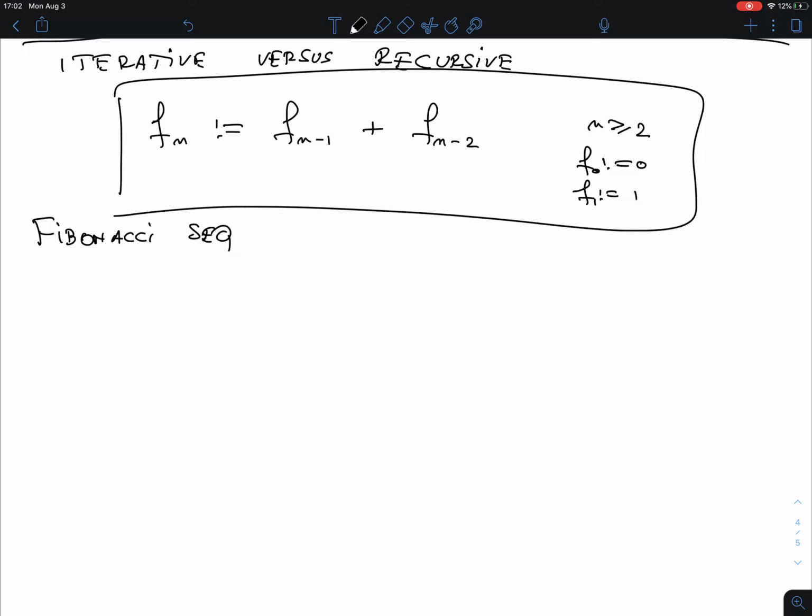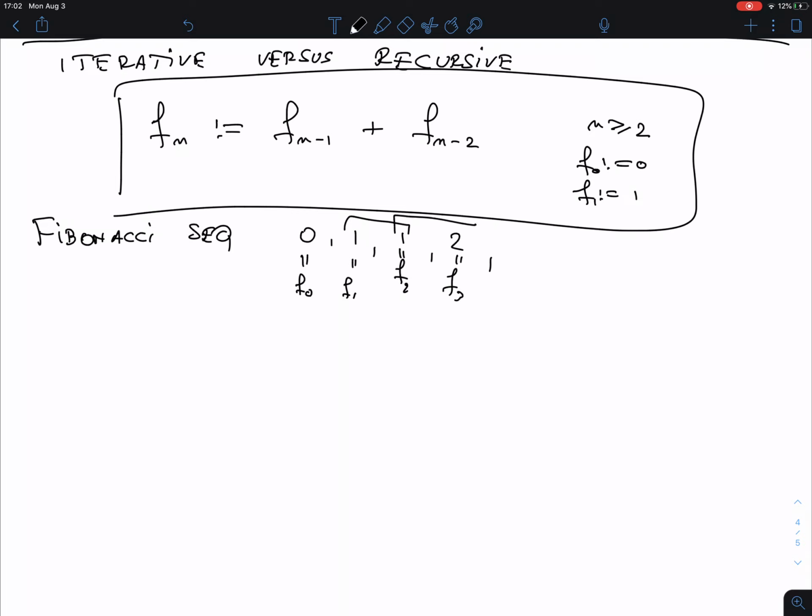It's a very important sequence. It appears a lot in mathematics, and in nature even. Let's look at some of the values. So f0 is 0, and f1 is 1. What is the next one? Well, f2 is the sum of the two, so this is 1. And f3 is the sum of the previous two, so that is 2.